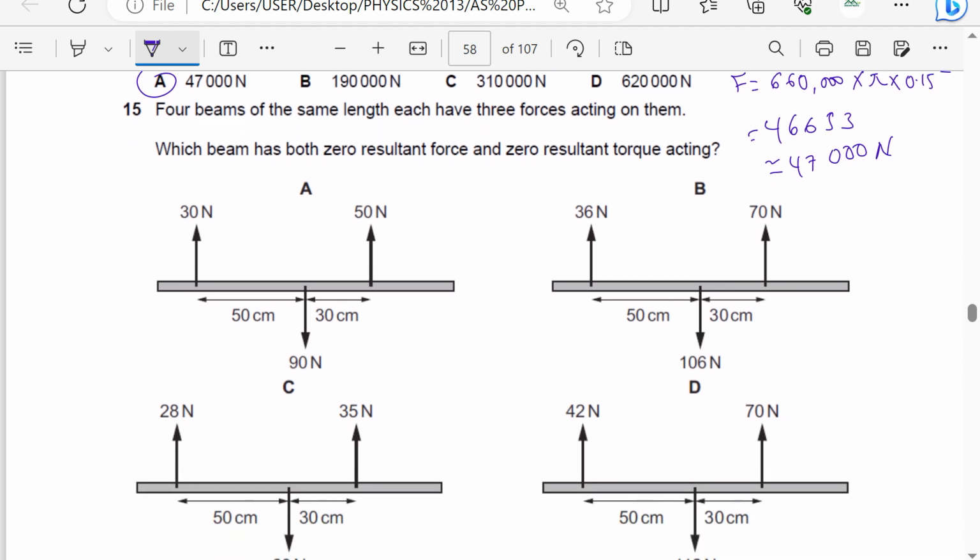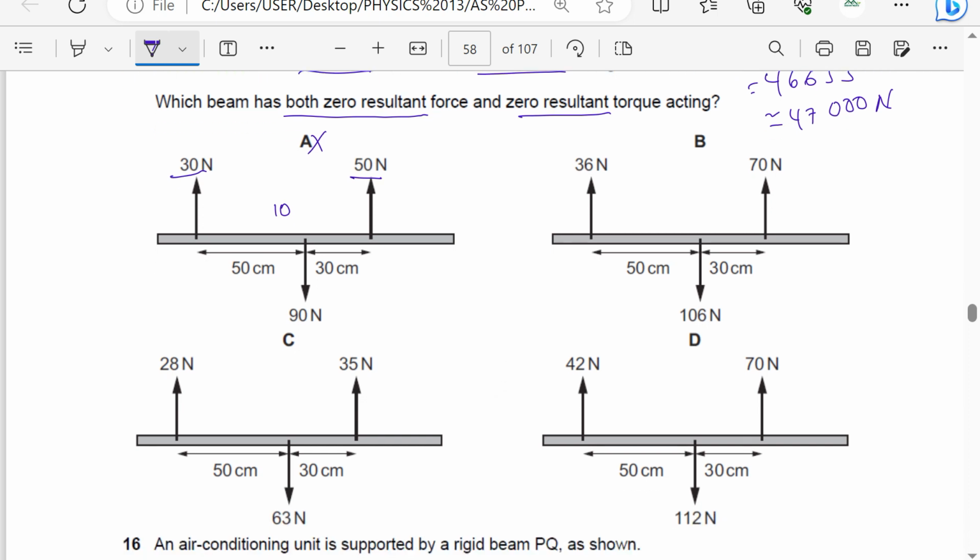Four beams of the same length each have three forces acting on them. Which beam has both zero resultant force and zero resultant moment? 30 plus 50, that is 80. Downwards, it is 90. So the resultant force is not zero; the resultant here is 10 downwards. 28 plus 35, that is 63, and the resultant force here is 0. This is 106, the resultant force is 0. 112, the resultant force is 0. So we have eliminated A.